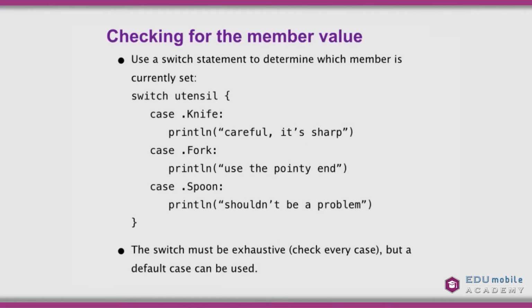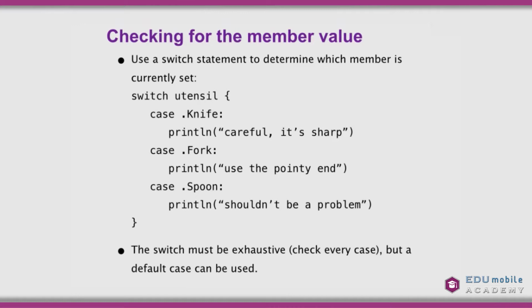Very good. We can also check for the value of a member. We can use a switch statement to determine which member is currently set of utensil. So we can switch on utensil. We're not switching on utensil dot anything or utensil dot membership or anything weird like that. We just switch on the variable. So if it's case .knife, we can println "Careful, it's sharp," and we can do all of these things.